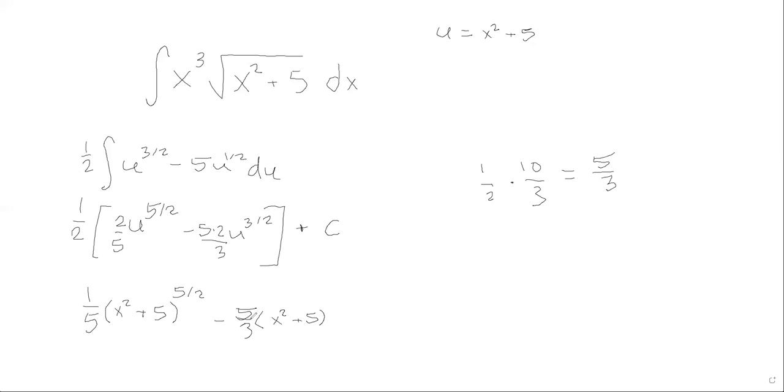So enough tangents. We have 5/3 times x squared plus 5. And then from there, we're just going to make this into a 5/2 power when we add 1 to this existing power. Yeah, and that is pretty much it.